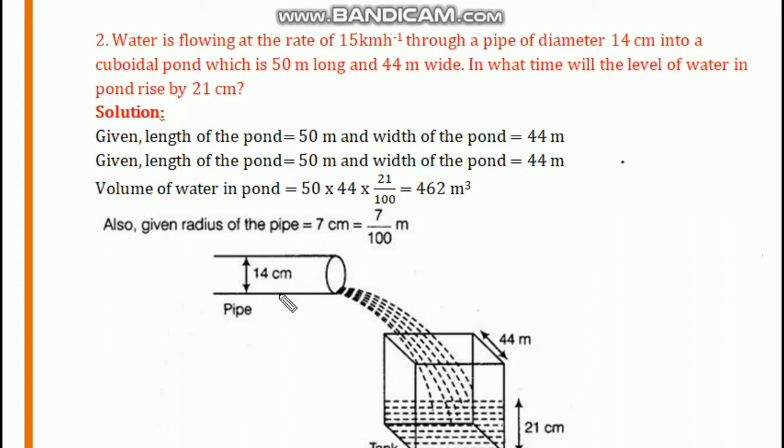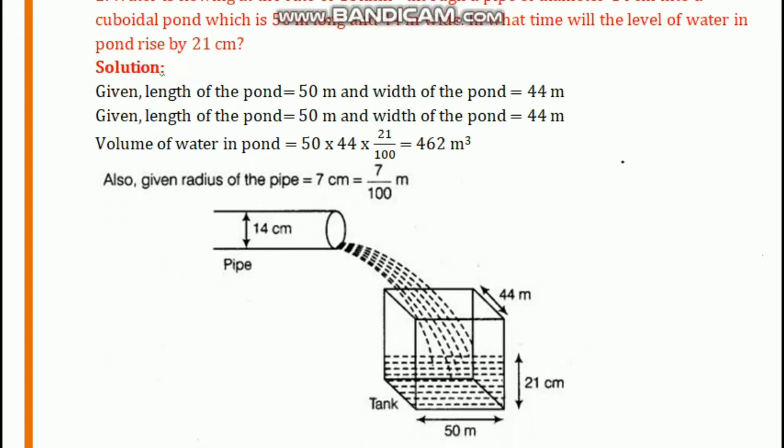Okay. And the radius is given. At the same time, the length of the cuboidal tank is given as 50 meter. At the same time, the breadth is 44 meter and the height is also given as 21 centimeter. Okay, so that is all that is given here. What time will the level of water in the pond rise by 21 centimeter?